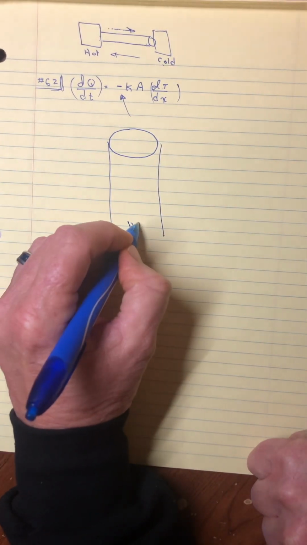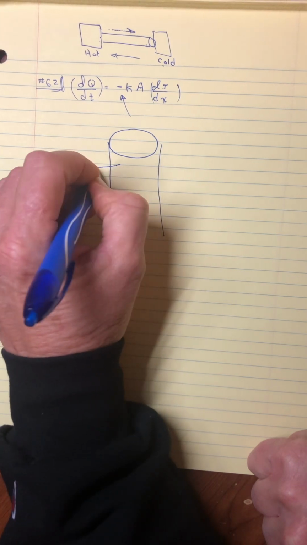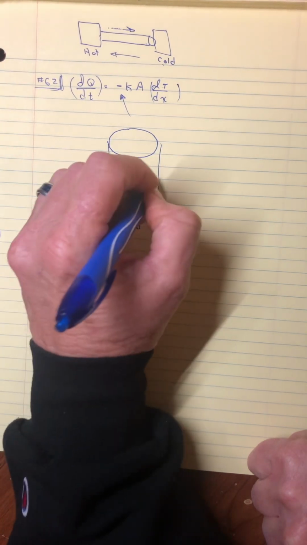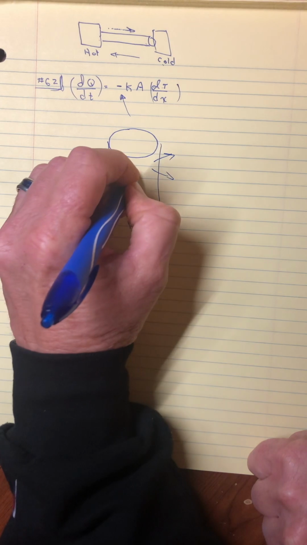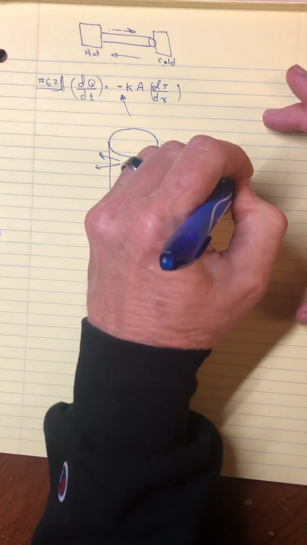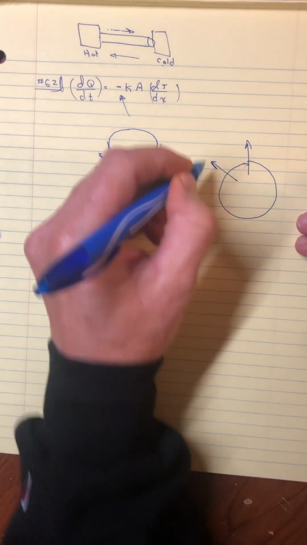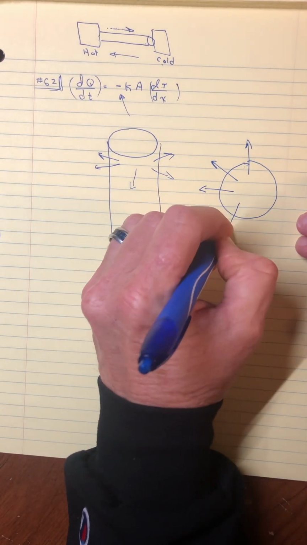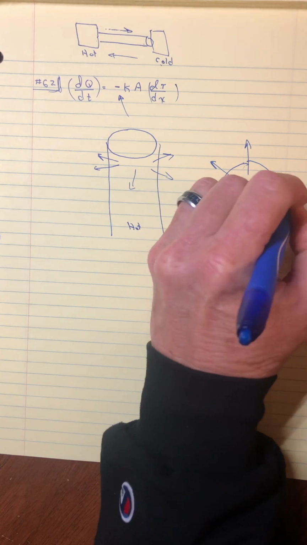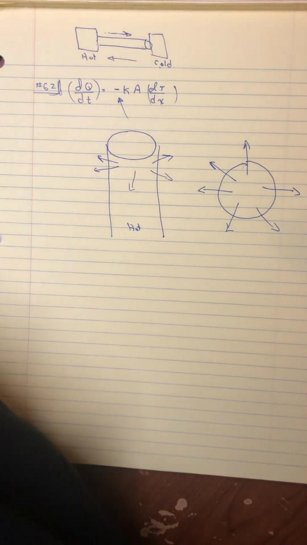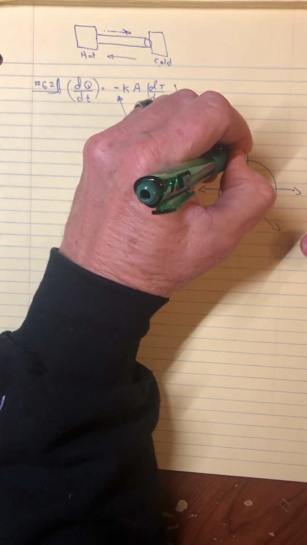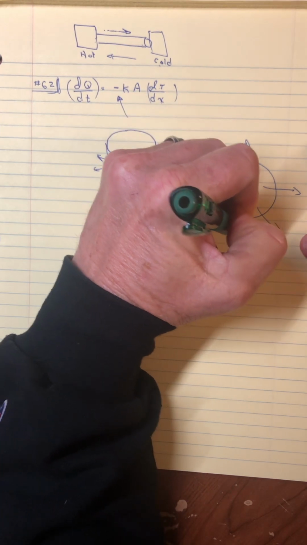And so this is hot. And the energy is going to be flowing outward in a radial direction. So I guess from a top-down view, I'd have a circle, and the energy is going to be flowing outward. And if this is a water heater, it's usually wrapped in insulating material.